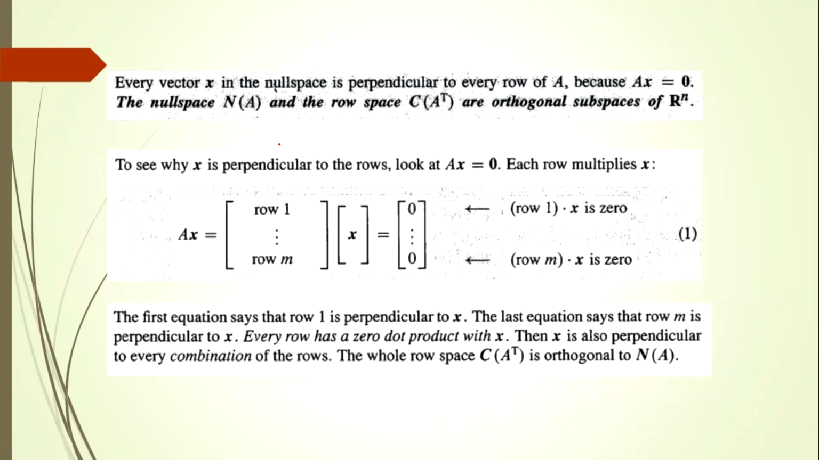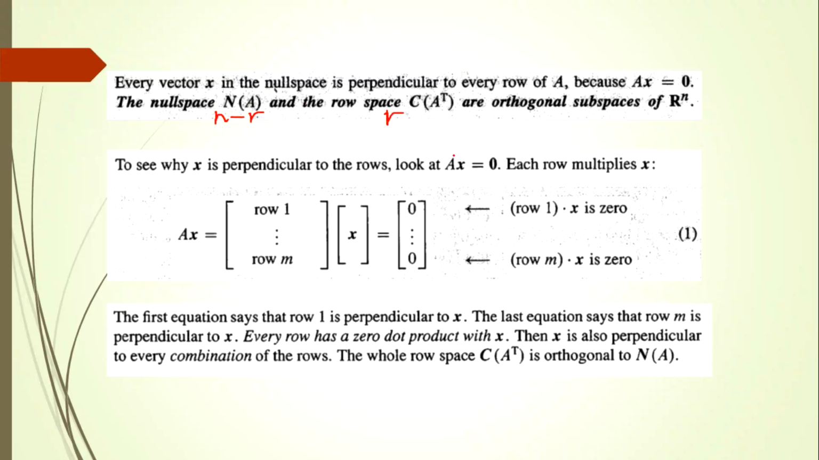Now, after reviewing those two examples related to our life, let's check the statement. The null space and the row space are orthogonal subspaces of Rn. And from the fundamental theorem of linear algebra part 1, we know they are subspaces of Rn, and the dimension of the null space is n minus r. The dimension of the row space is r.